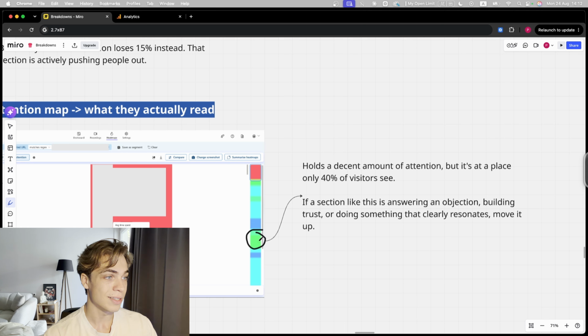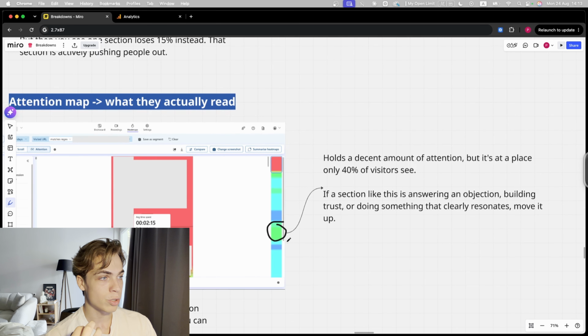But what I can see is this part that is green, it's actually holding a decent amount of attention, but it's at a place where only 40% of the visitors see. And now, if this section, for example, is answering an objection, building trust, or doing something that clearly resonates with the person, move it up, right?